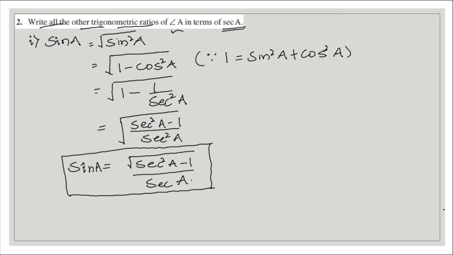Now let us take the second one. Second ratio is cos A. Cos A is the reciprocal of secant, so it is 1 upon secant A. So that's all. Third one, third ratio is tan A.